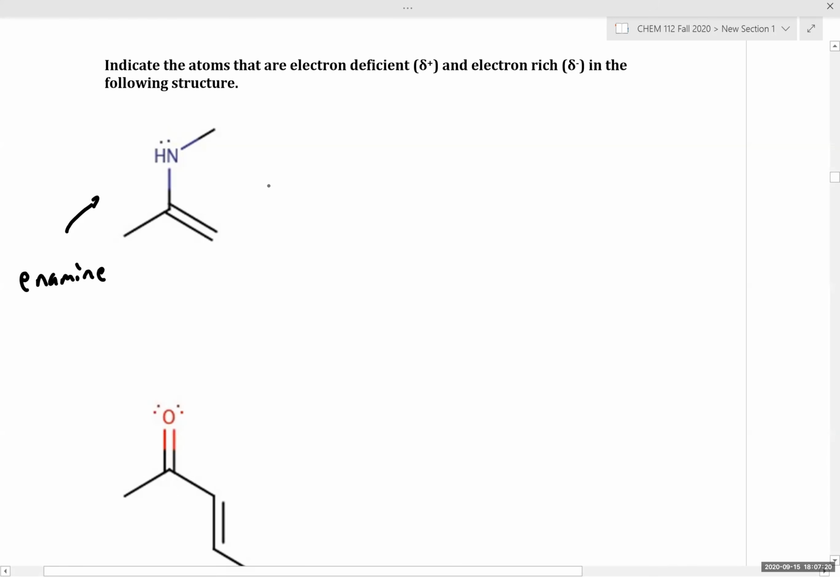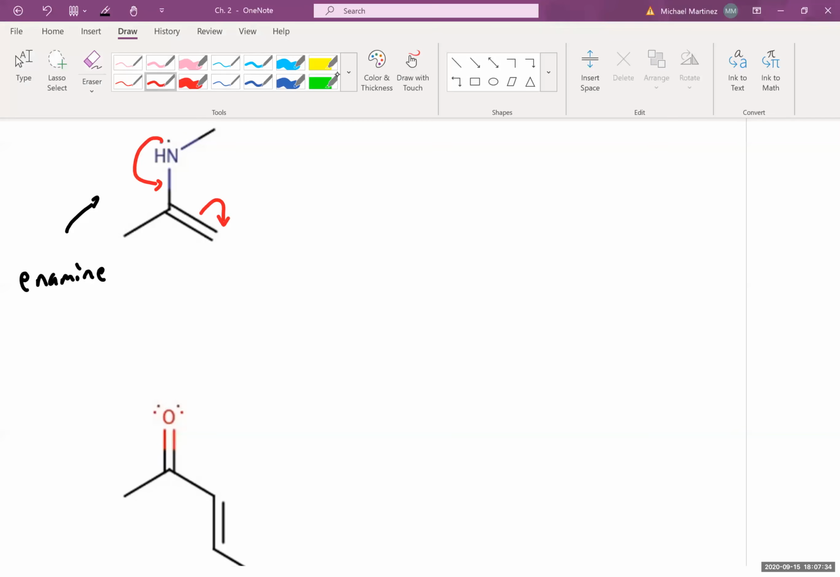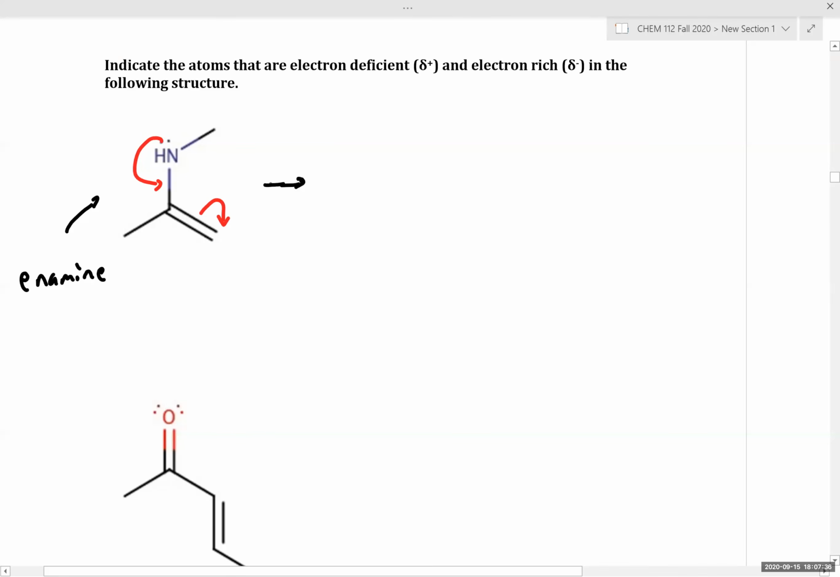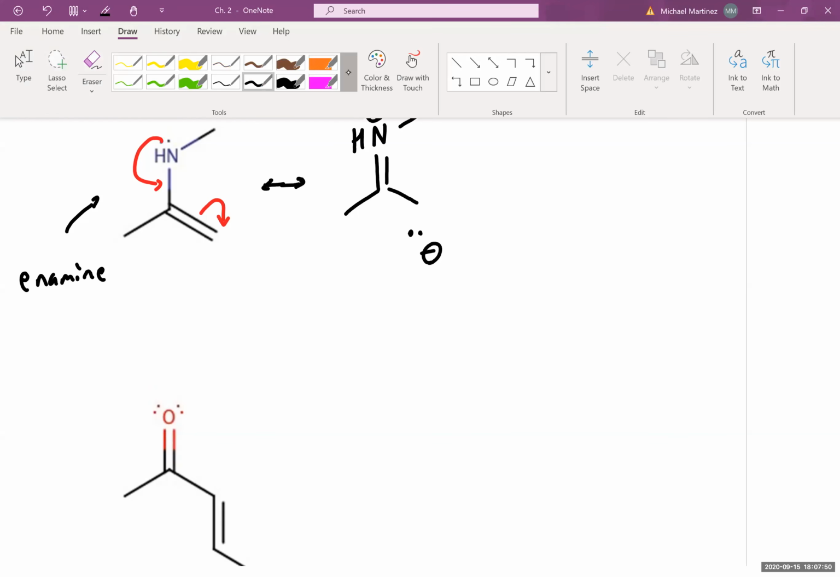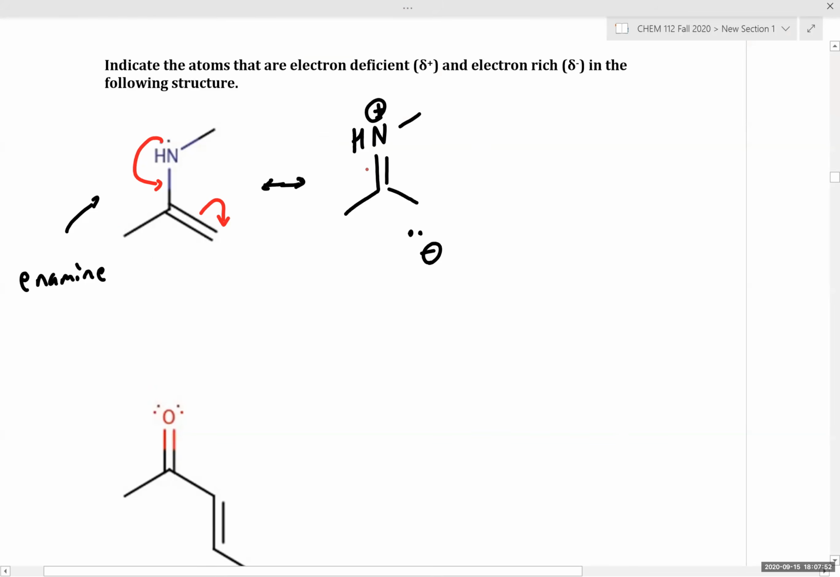So first and foremost, we're going to draw out some resonance structures. First, I'm going to kick my lone pair down, and I'm going to break my double bond. That in turn gives me a resonance structure that looks something like this. Okay, another possible resonance structure that we can draw, though this one's pretty minor. That's why I'm drawing this in a different color. This is a minor structure.